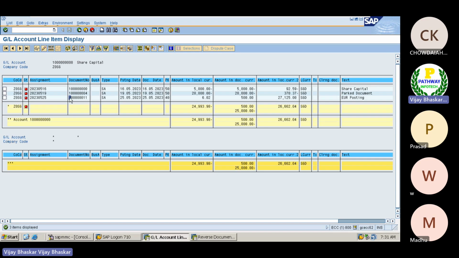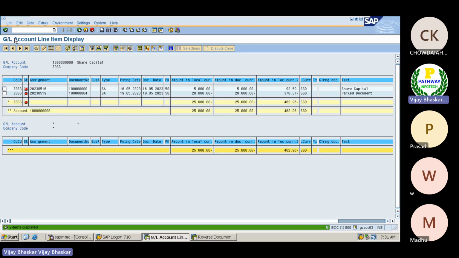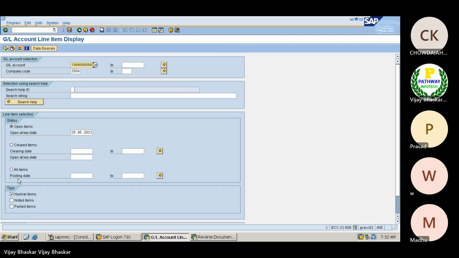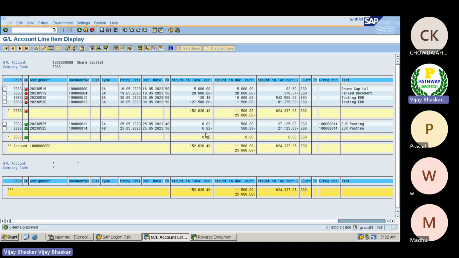This is the document we have reversed now. Refresh the list. The document is no longer available in open state. Let me go back. Select all items. See, now this is the document that has been reversed. Now you can see the cleared items have 0 value. See, this is the debit. Now how can we identify the reversal document?